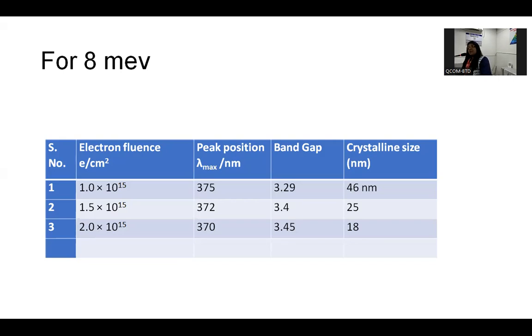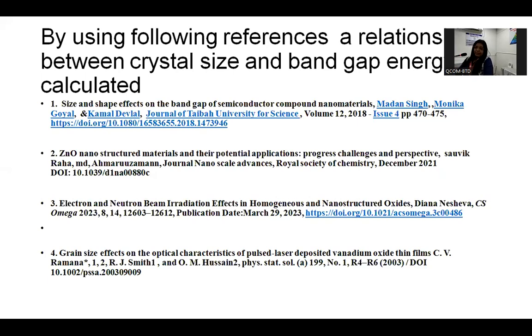So whenever you need more band gap energy, you need a smaller crystal size, and for that we need to use the bullet pointed part. Next slide, please. These are the references with which I calculated. These are the available papers on how to calculate the band gap, very general things.